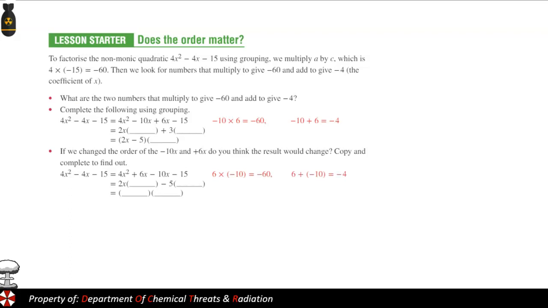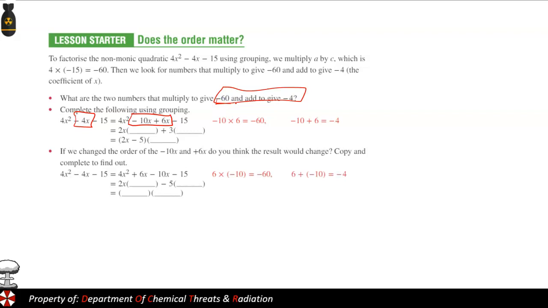Now complete the following using the grouping. We've got 4x squared minus 4x minus 15. We've said that is now 4x squared minus 10x plus 6x minus 15. Really all I've done is split the minus 4x into another expression. I haven't actually changed anything, because minus 10x plus 6x is still minus 4x. But it relates to what we talked about before. We're using those two factors.